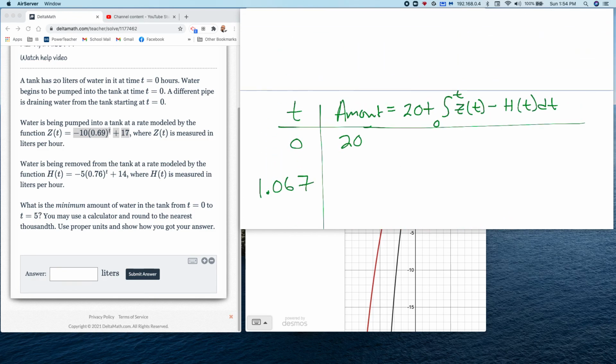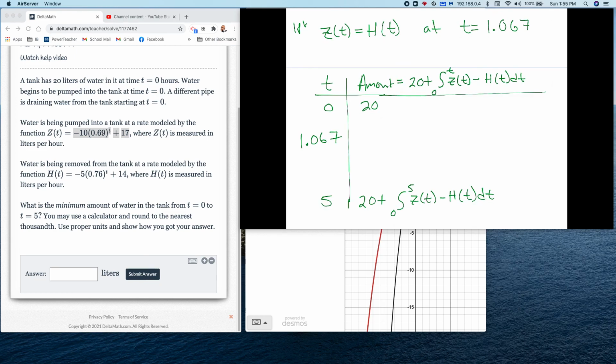Now, on an AP exam, you want to say z of t equals h of t at t equals 1.067. For an FRQ, that's an important piece. This is 1 point on an FRQ. The table is another point, and the answer is the third point.